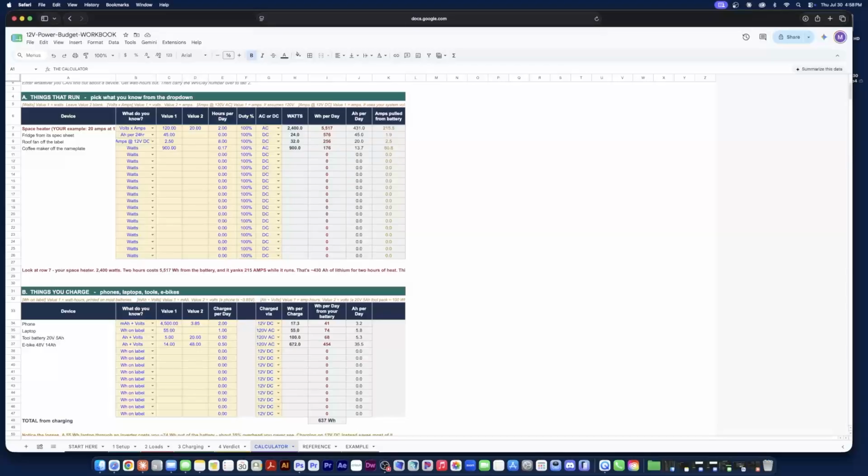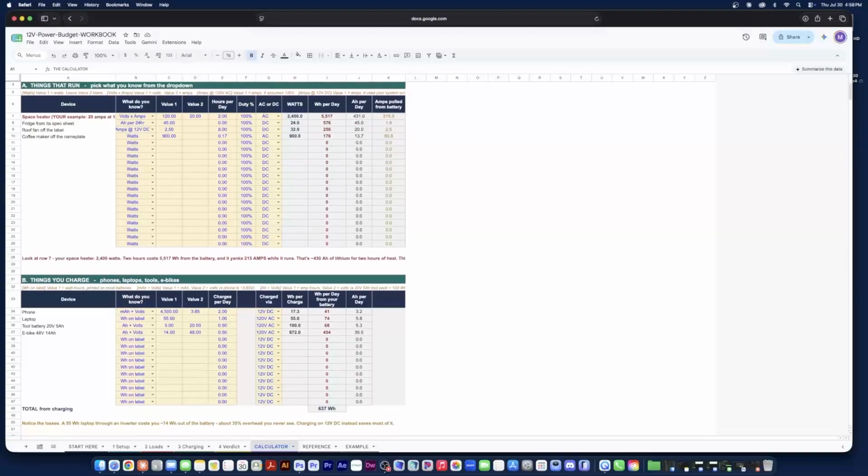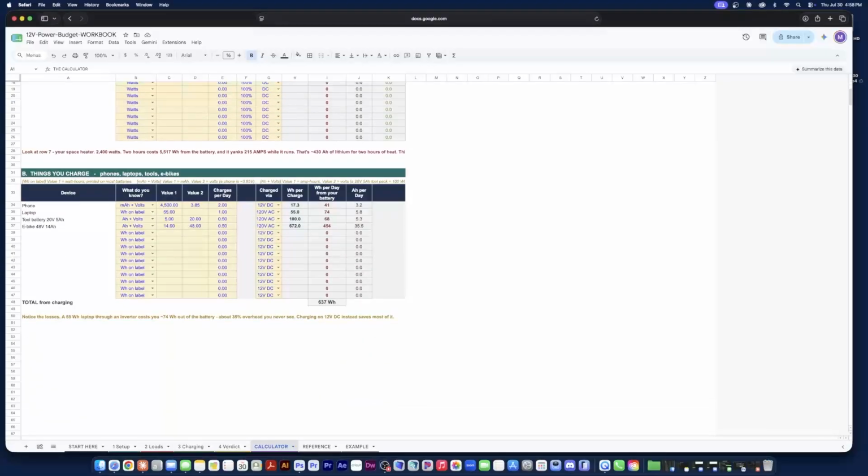I can do the calculations. I know how to calculate amp hours to watt hours and vice versa. But what I needed to know, I just didn't want to spend a whole lot of time doing the calculations. And this does an excellent job. So it does all that for you.